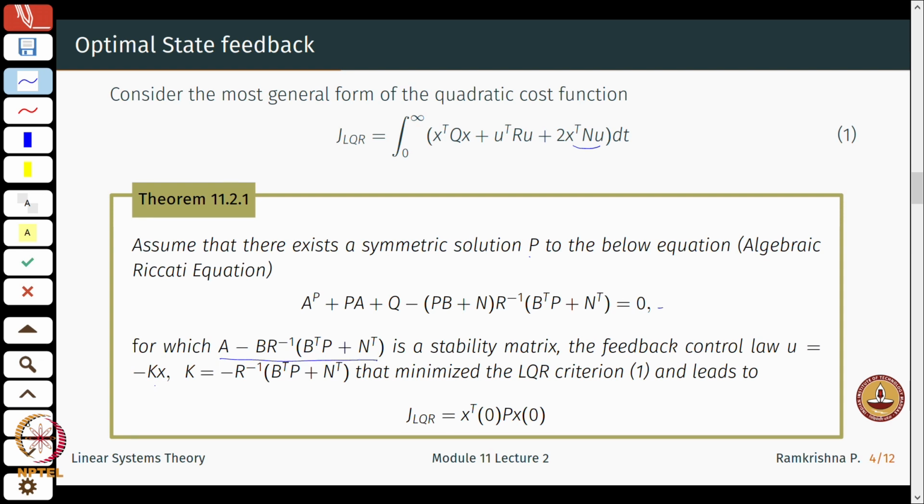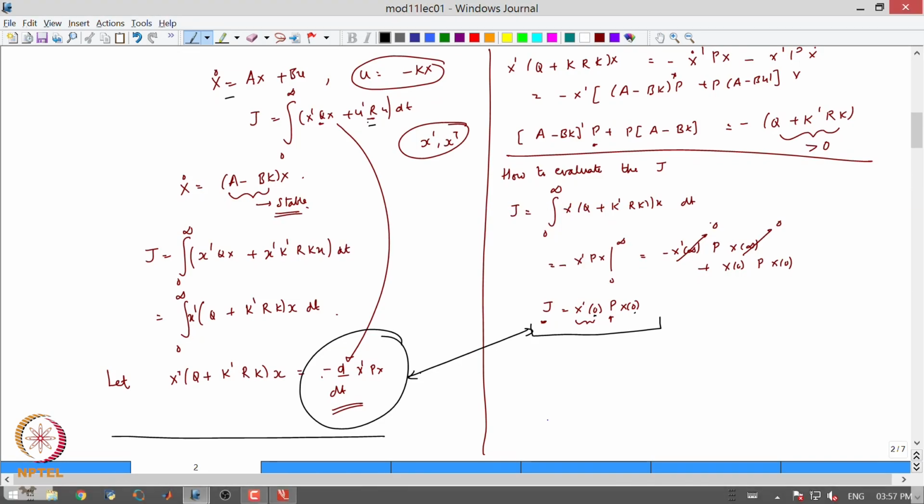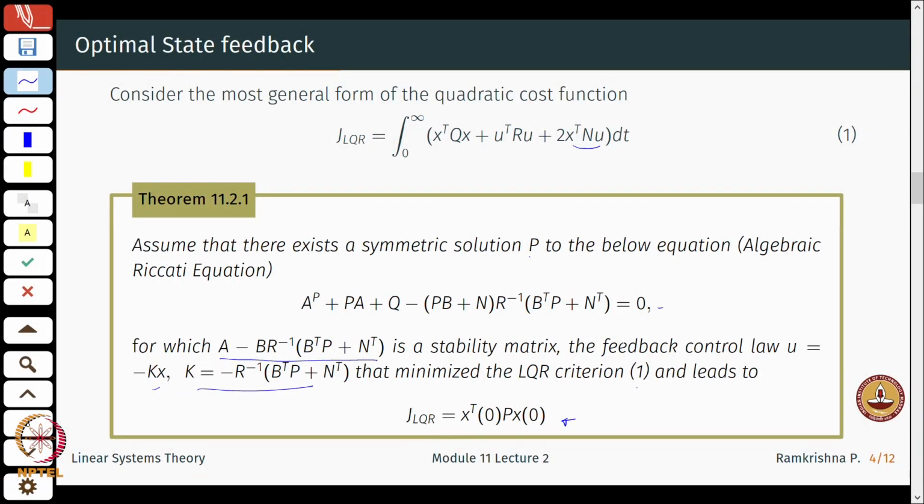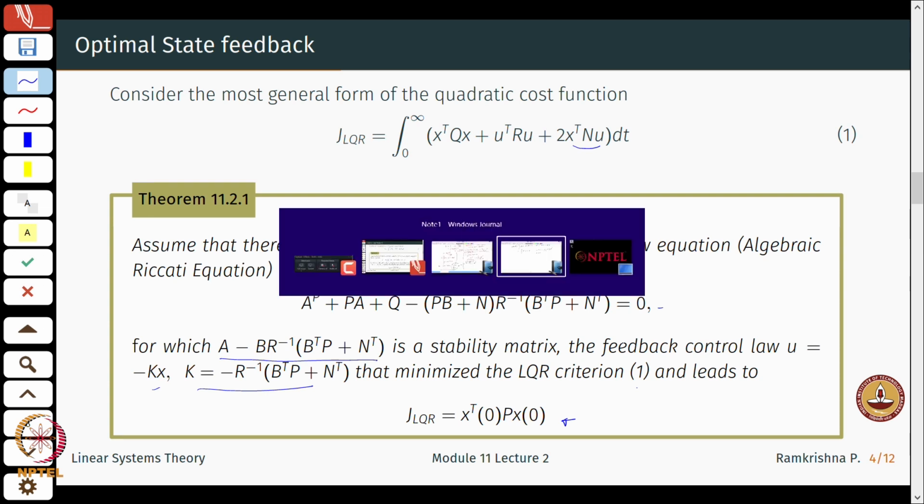The feedback control law u equal to minus Kx, with this K, minimizes the LQR criterion and leads to J_LQR of this form. Okay, very similar to what was here, right. This was the J_LQR which we had derived, and we will just derive it from a slightly different point of view. So, let's do quickly the proof of this, and it will turn out that it's not really difficult to understand or even interpret.